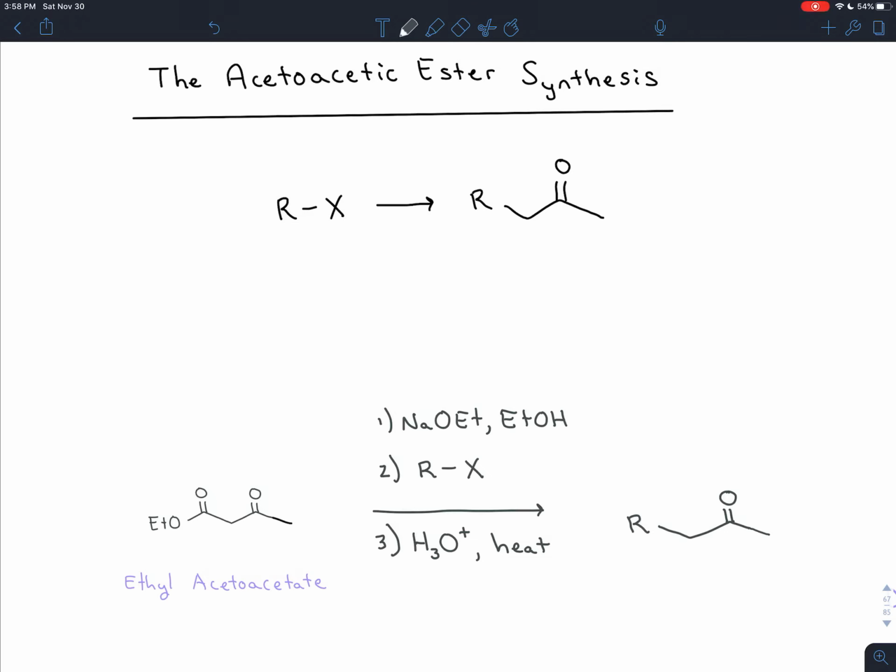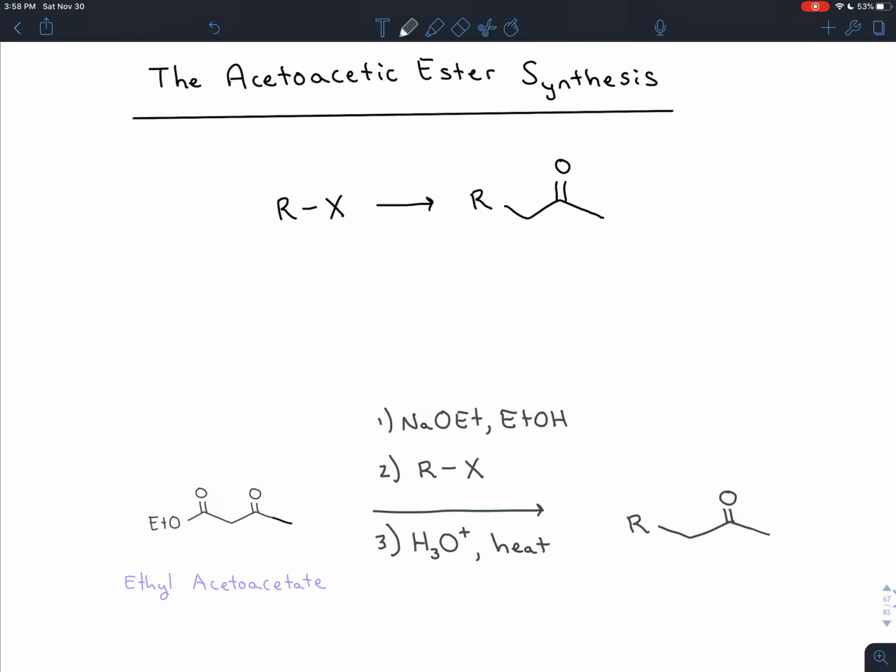In this video, I will draw the mechanism for the acetoacetic ester synthesis, but I think maybe the more important thing is to see its similarity to the malonic ester synthesis. Truly, if you really understand the malonic ester synthesis, this is almost the exact same thing.